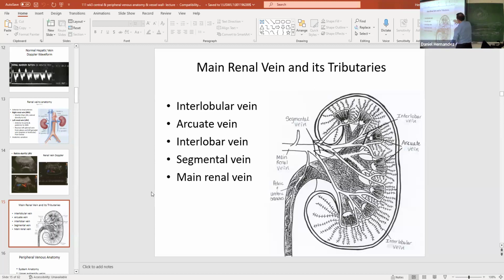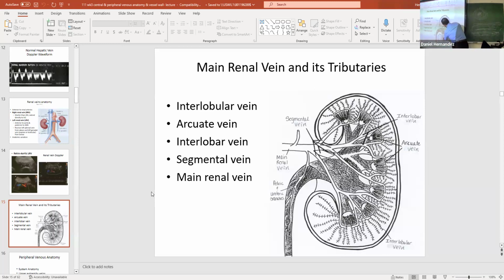So now we're going to start with the very small interlobular. These are little hairs in the cortex, or the outer portion of the kidney. Those interlobular veins drain into your arcuate veins, which come across the superior aspects of your pyramids. These are going to be your little pyramids in your kidney. That's where your arcuate veins are located. So interlobular drain into the arcuate.